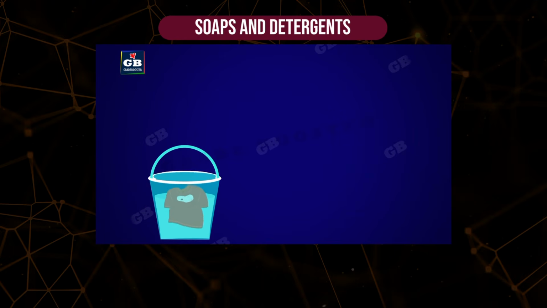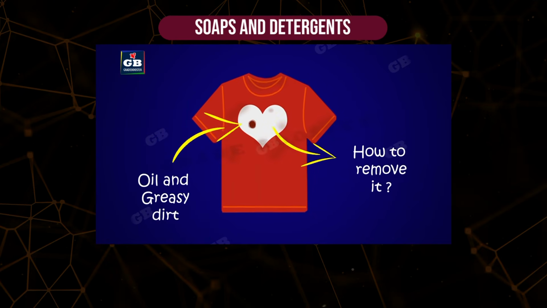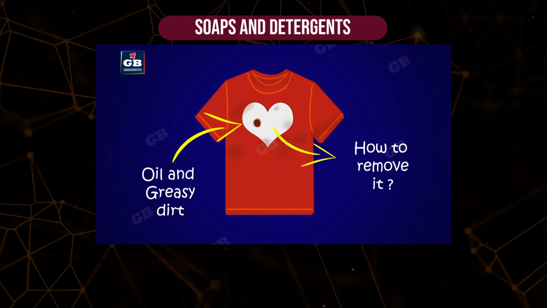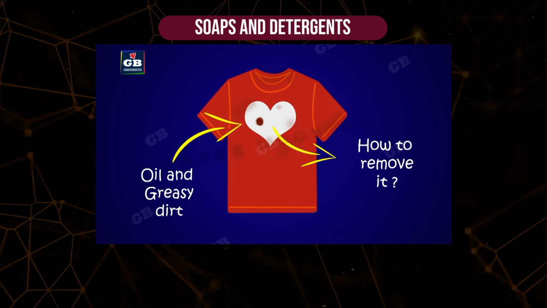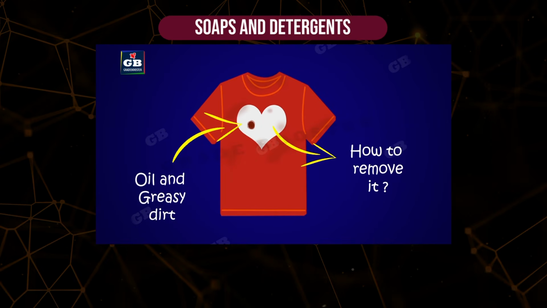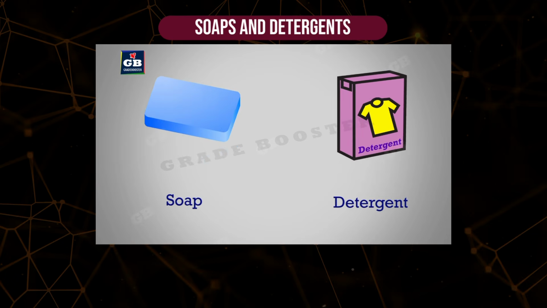Now, soaps and detergents. If a shirt with dirt is simply rinsed in plain water, some dirt may go away, but it will not be completely clean because most of the dirt is oily in nature and it cannot be simply washed away by plain water. Soaps and detergents are used to clean the oily dirt.